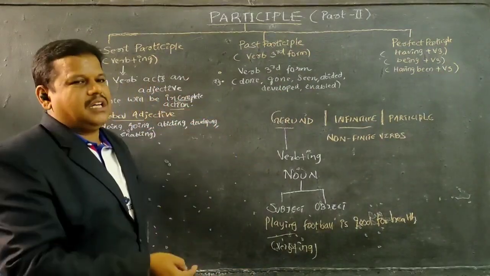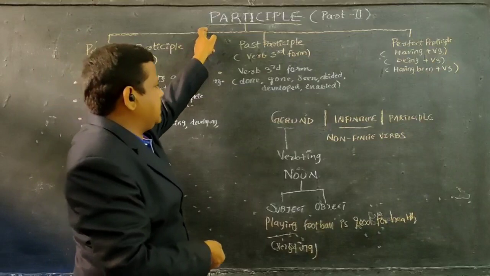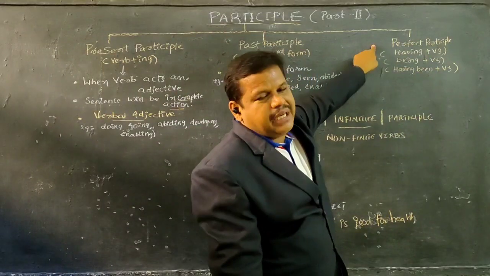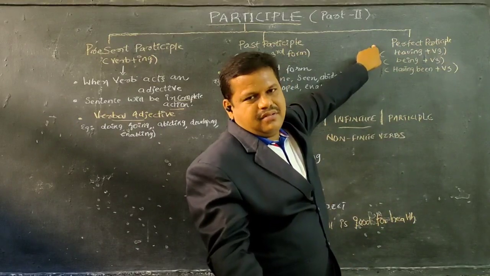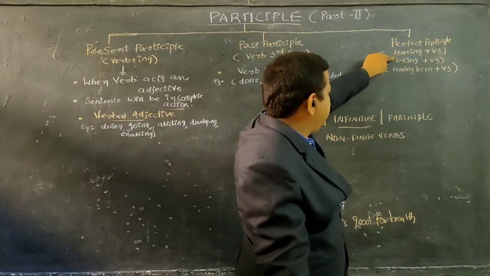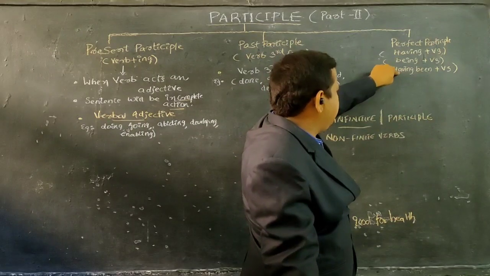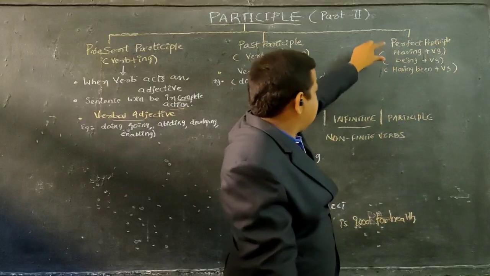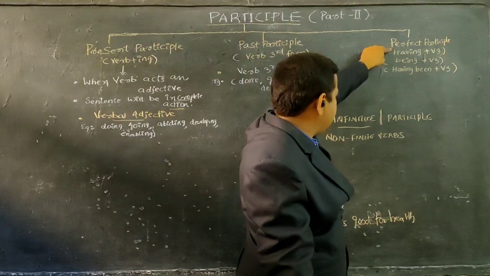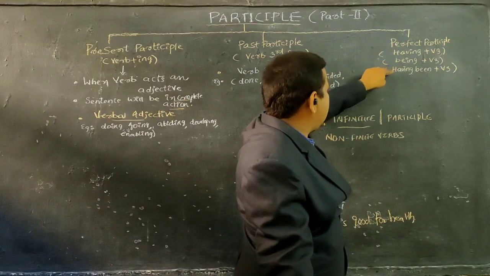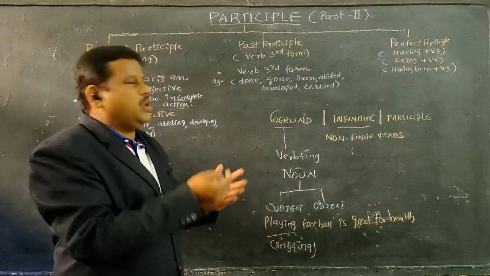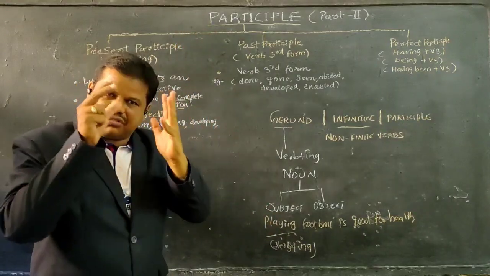There is another third classification in the participles, which are called perfect participles, which are used in active forms and passive forms. One is having plus V3 form, being plus V3 form, having been plus V3 form. Now these are the three types in perfect participles. Once again, having plus V3 form, being plus V3 form, having been plus V3 form. So this is very important that the participles are of course three types.